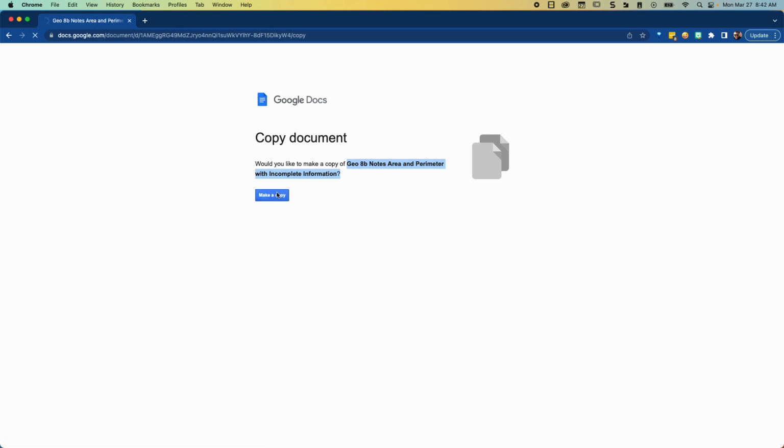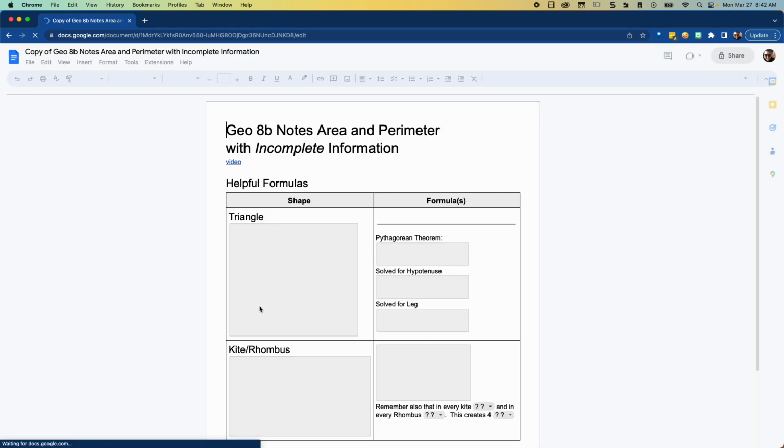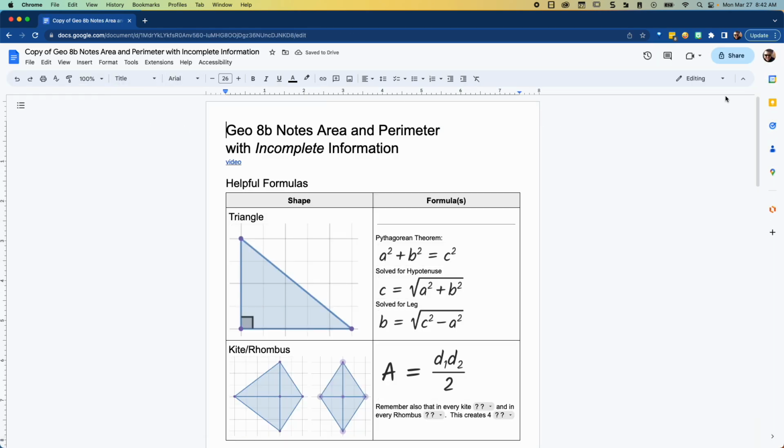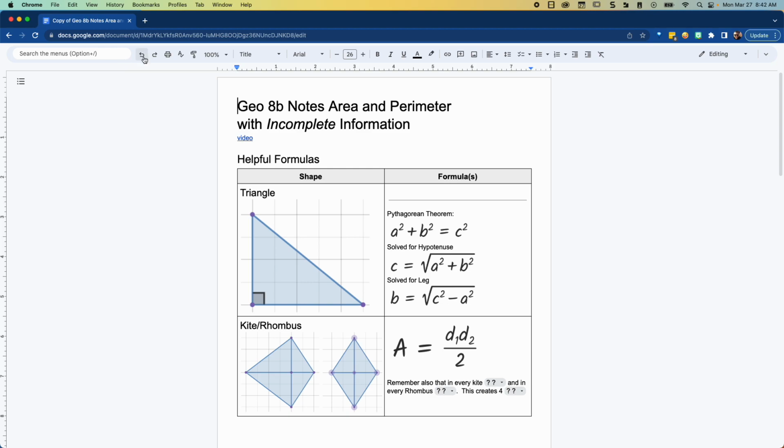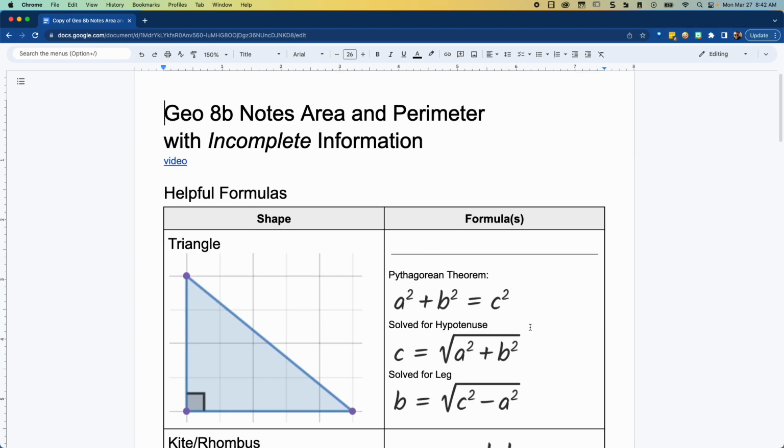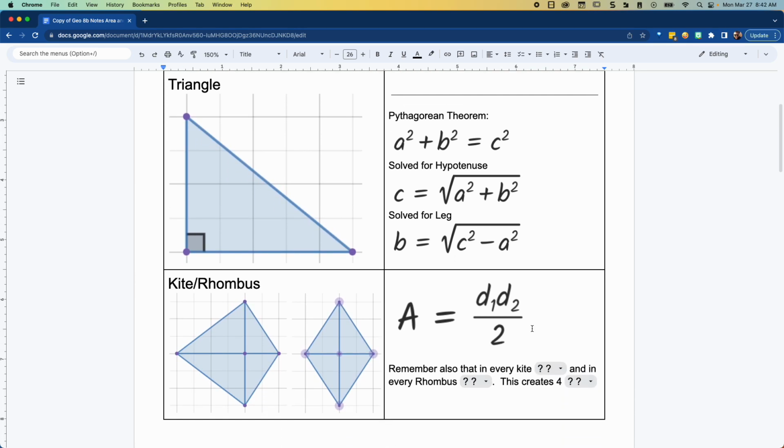We start by making a copy of the Google Doc. Enlarge my space here a little bit so we can see everything. On this first bit, we just have some reminder formulas. So we're going to be doing a lot with Pythagorean theorem.